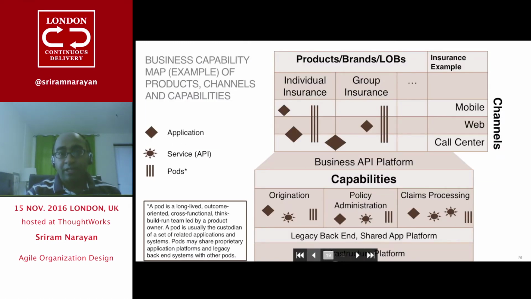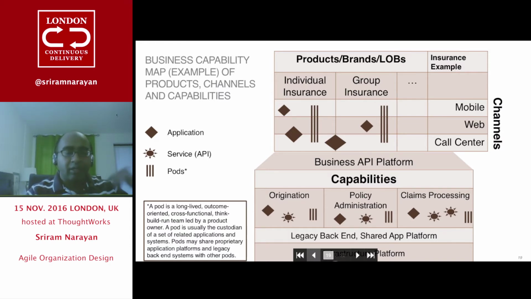But to take a different, an insurance example, an insurance business, for example, has, say, two groups. Individual insurance is one group, group insurance is another line of business. And you have market-facing products that are delivered across multiple channels like mobile, web, call center. And commonly, they use a bunch of capabilities that are common. So, for example, policy origination, administration, claims processing, these are potentially common to multiple lines of businesses.